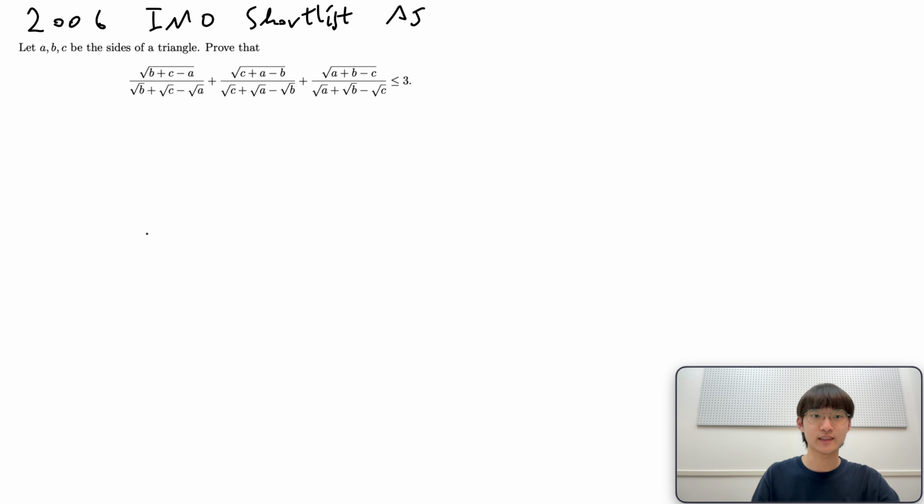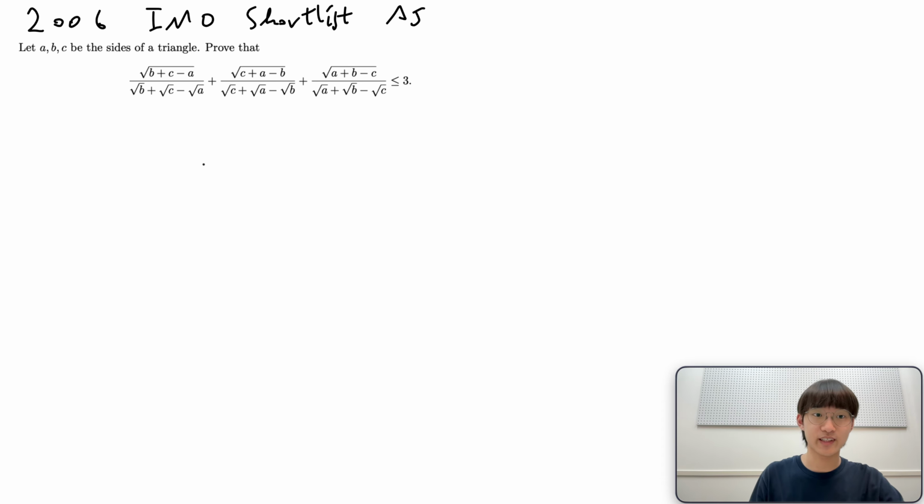This problem is 2006 IMO Shortlist A5. To be honest, I was like halfway there. I didn't solve math problems for a while because I was studying for other stuff, and this was my warm-up problem, and obviously I couldn't solve it at first try. So I'm going to explain how I solved the first half, and I'll explain the other half from the official solution. Let a, b, c be the sides of a triangle, prove that this inequality is true.